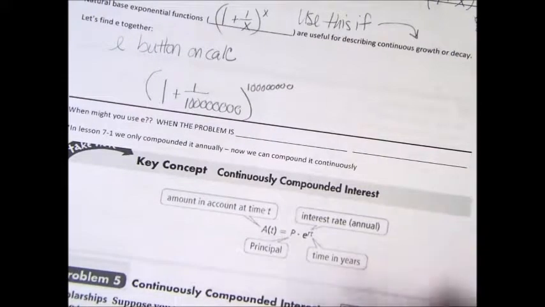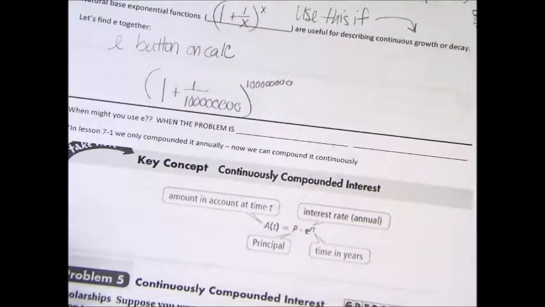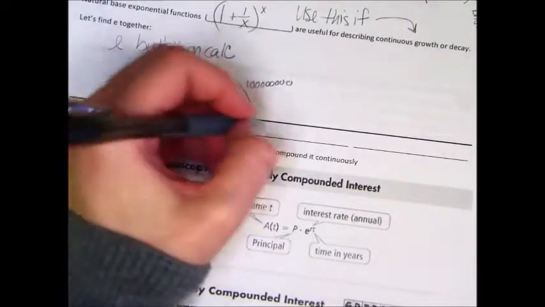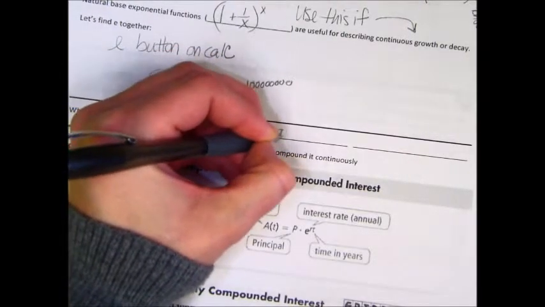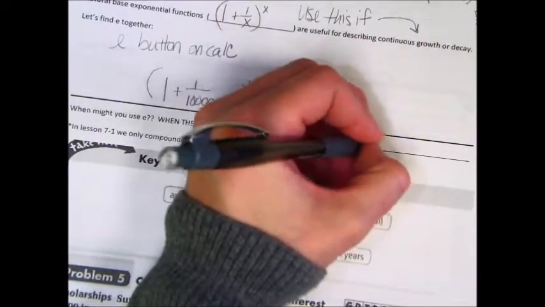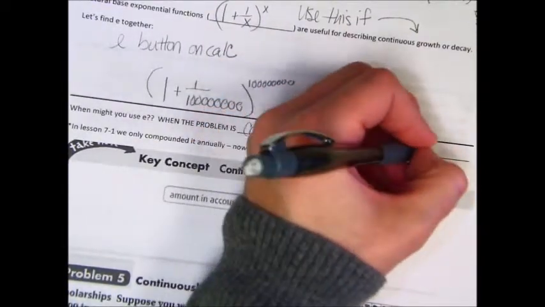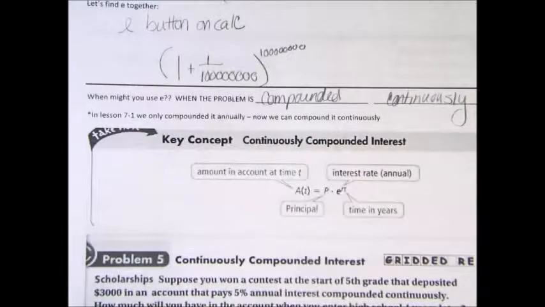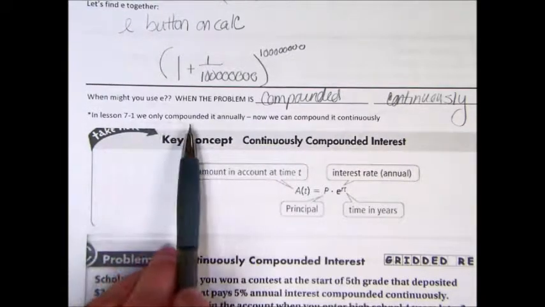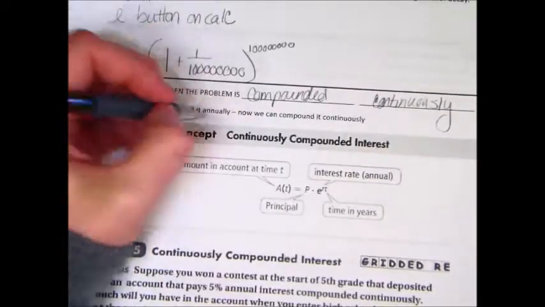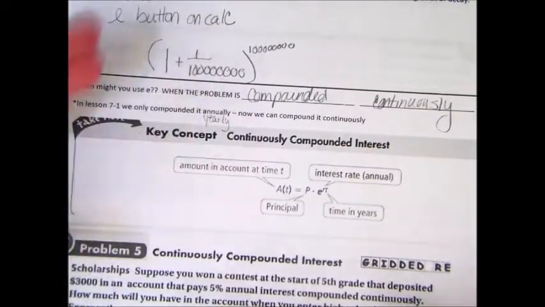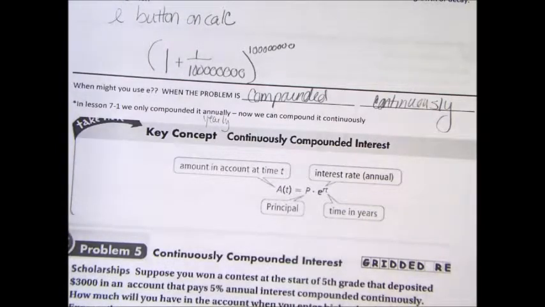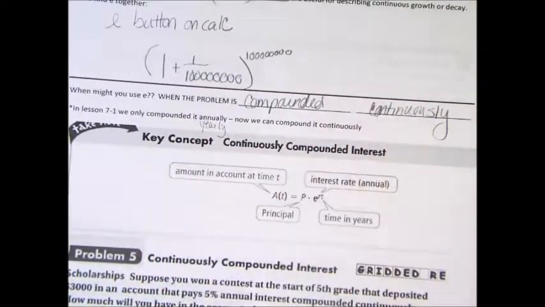Okay. Now, when would you use e? Why was this even invented? This was invented for problems that are compounded continuously. So instead of month by month, or instead of week by week, or year by year, this would be something giving interest or giving something to you every single moment of every single day. In 7.1, we learned about things that were compounded annually, which means yearly. Okay, so it was like at the end of the year, boom, it was compounded. At the end of the next year, boom, it was compounded. Now it's compounded every second of every day.